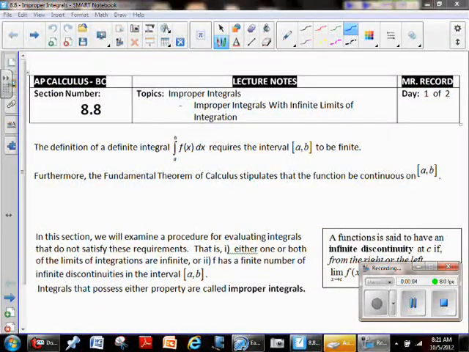Mr. Record here. We're going to be talking about section 8.8. The topic is improper integrals. We're dealing with the Larson textbook, so this is the last section in chapter 8, or unit 14, with my students at Avon High School.